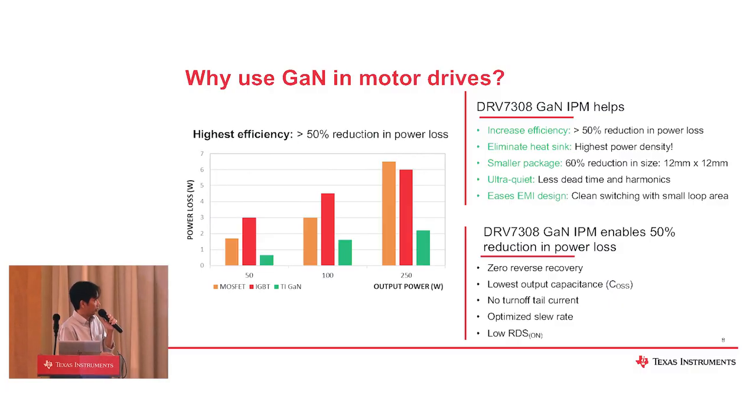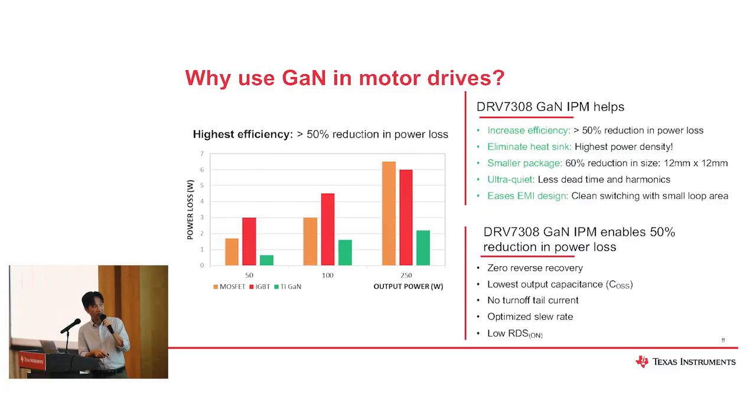And the slew rate, just now you saw that it has an adjustable slew rate. You can select the slew rate you want for your system, so it provides you with the capability to optimize the slew rate for your specific system. And another factor is that the GaN has a low RDS(on), which leads to low conduction loss.